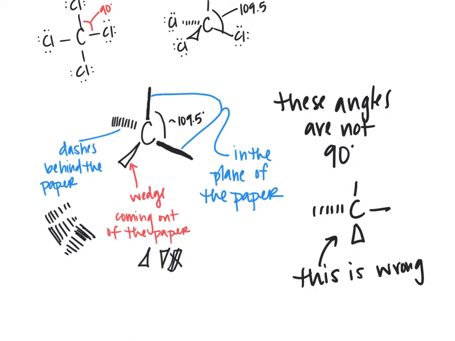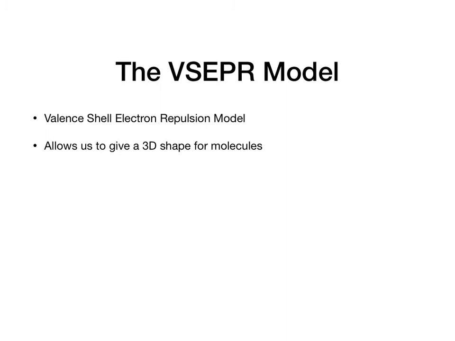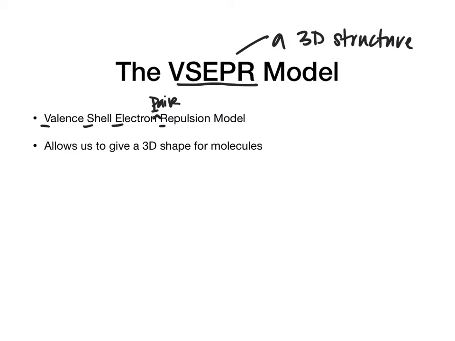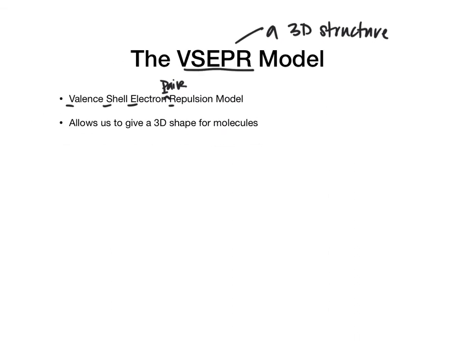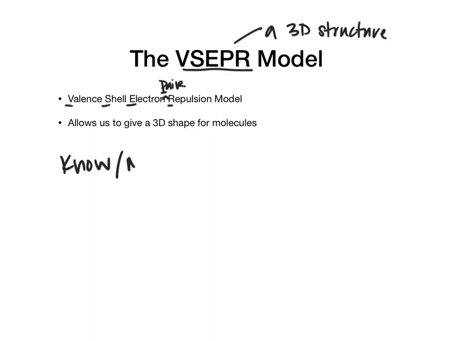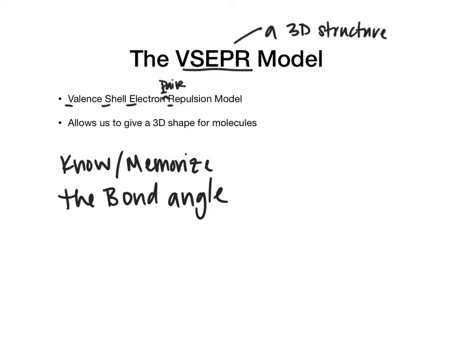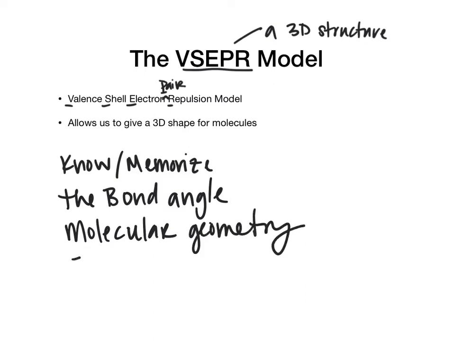In the next several minutes, we're going to look at all of the different ways that we can create molecules. What we're going to draw is the valence shell electron repulsion model, VSEPR. This is a 3D structure, and we're going to make these 3D shapes. It's important that, at the end of the day, you need to know, aka memorize, the bond angle, what we're going to know as the molecular geometry, and the electron geometry.